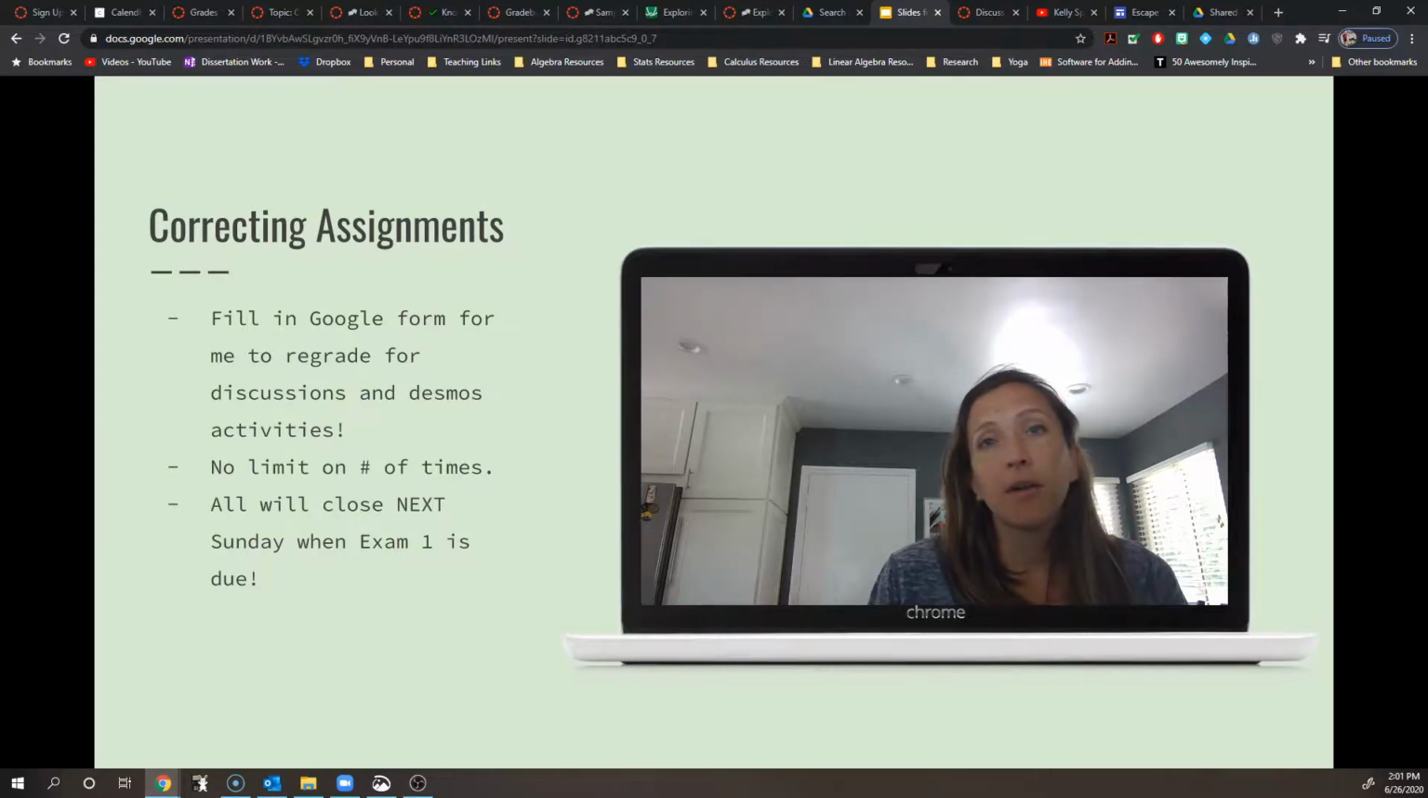There's no limit on the number of times you can redo any of these things. The only limitation is that I do close them when the exam for that material is due. The idea being that hopefully you've learned from your mistakes by then and you've been able to bring all that understanding forward into the exam. Also, because I just don't want to be grading things indefinitely.